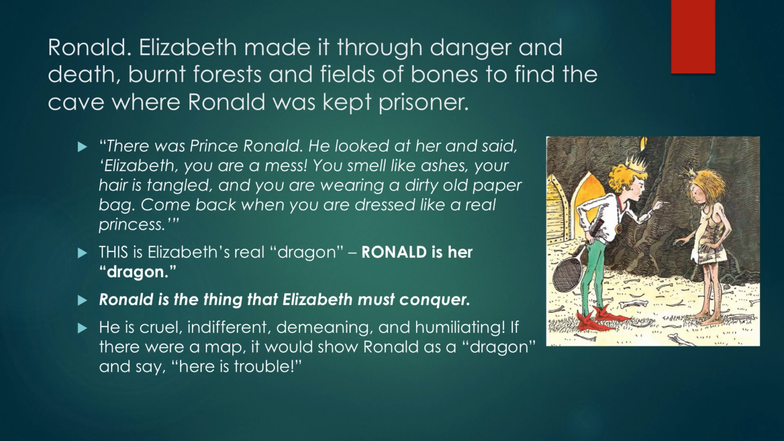This is Elizabeth's real dragon. Ronald is her dragon. Ronald is the thing that Elizabeth must conquer. He's so cruel to her. He's demeaning. He humiliates her. If there were a map for this story, it would show Ronald as a dragon and say, "Here's trouble."